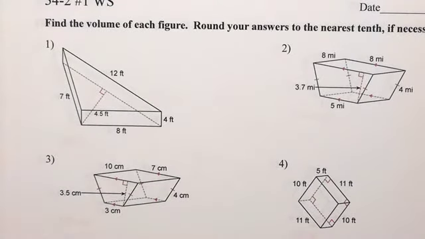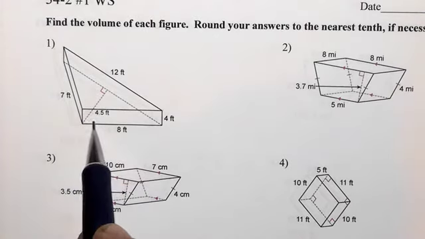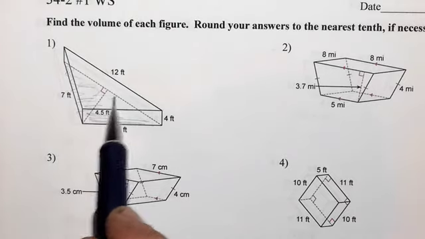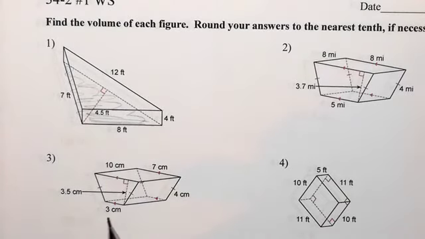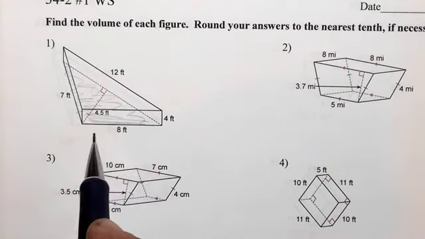Okay, so this is a triangular prism. You can see that this triangular side is parallel to this. So here's my base down here, this little triangle down here on the bottom. Okay, and if you remember, the area of a triangle is 1/2 base of the triangle times its height.